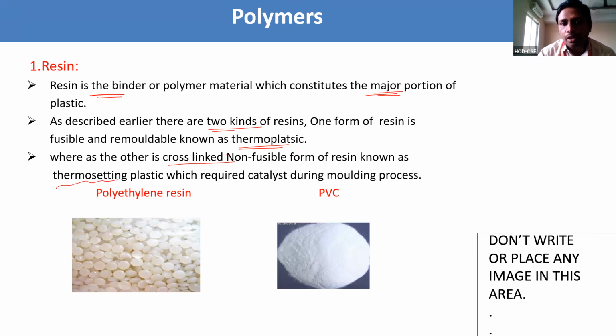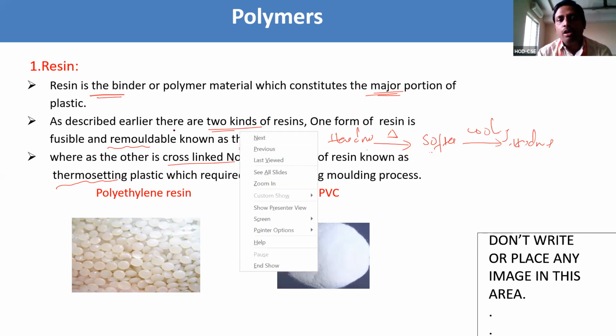Resins are again of two types. One is thermoplastic, the other thermosetting. We have discussed what is thermoplastic. On heating, thermoplastic softens. Initially it was hard. The polymer chains that make up these thermoplastics are held by weak van der Waals forces. The bonds present between the polymer chains are broken down, so it gets converted into a soft form. On cooling this softened material, again it converts into the hard form. This is one form of resin which is fusible and we can remold it. We convert hard into soft, and soft again into hard. This is called remoldable, and it is known as thermoplastic.